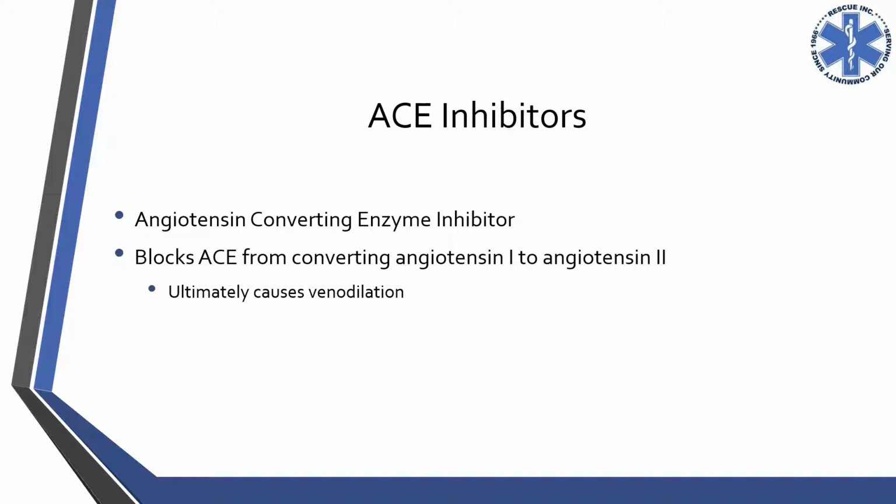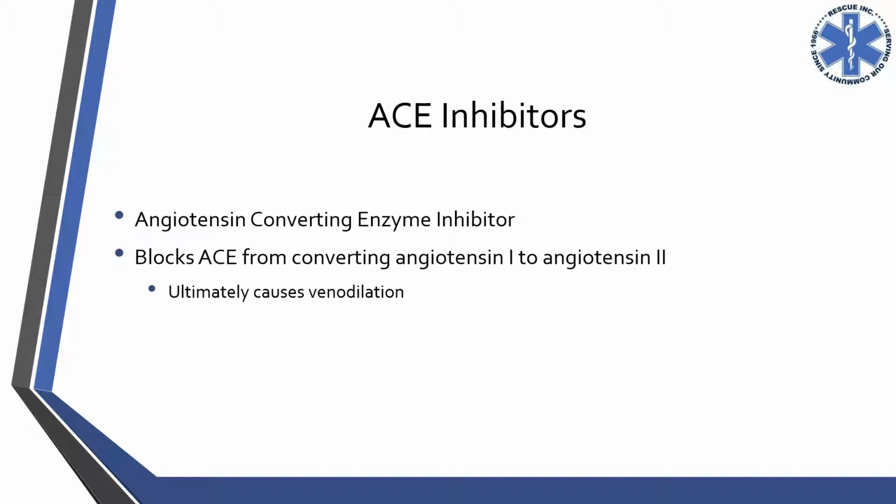Next ones are ACE inhibitors. So these are angiotensin converting enzyme inhibitors. And what they do is, I know, big fancy name, big long name, it blocks angiotensin converting enzyme from converting angiotensin 1 to angiotensin 2. And this is working on the renin-angiotensin-aldosterone system in the kidneys to regulate blood pressure. It's how your kidneys regulate blood pressure.